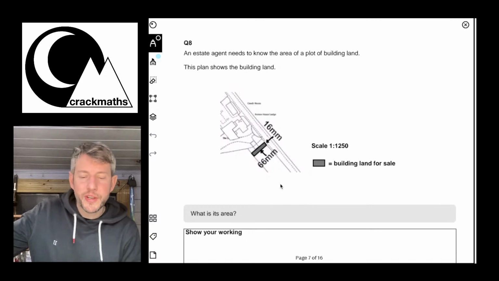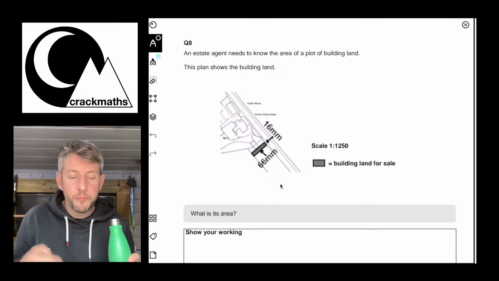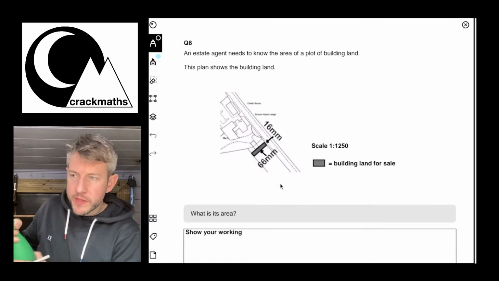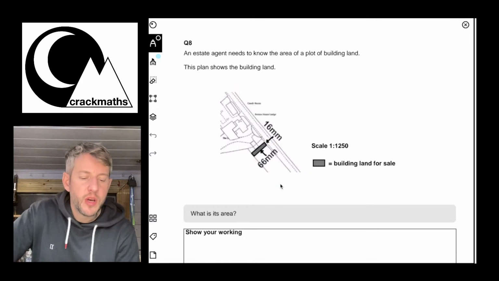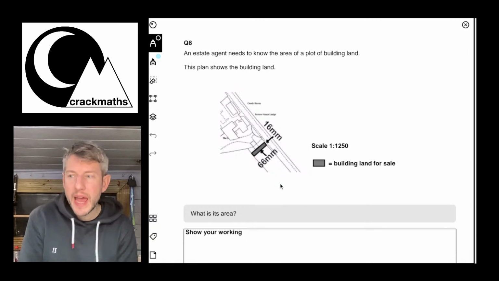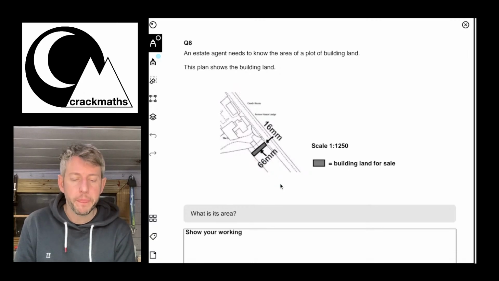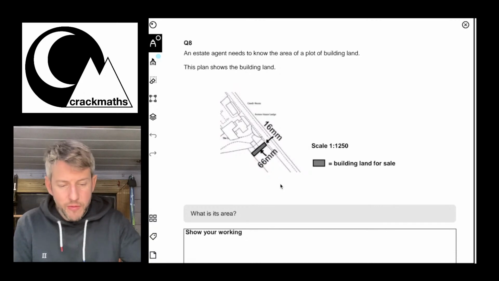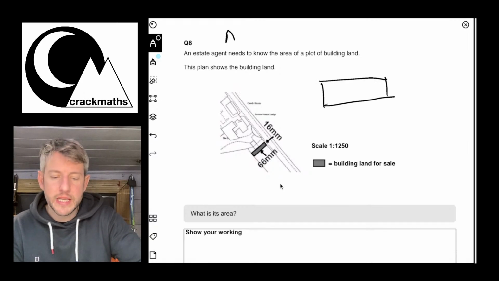So here we go, we've got question 8 here, and it says here that an estate agent needs to know the area of the plot of building land. The plan shows the building land. The scale is 1 to 1,250. What is the area? Right, okay, whenever you get area scale questions like this, you've always got to convert your measurements first and then calculate the area. So this is a rectangle. So the rectangle will be length times width. So the area of a rectangle is length times width.